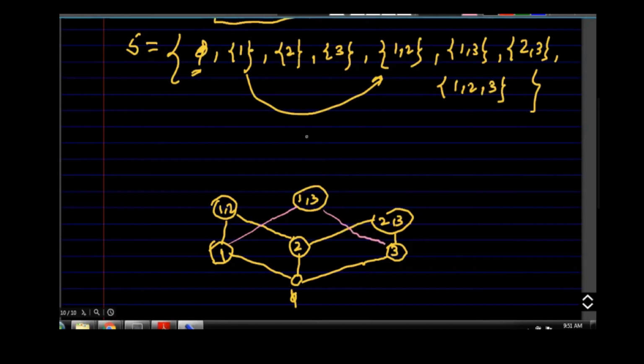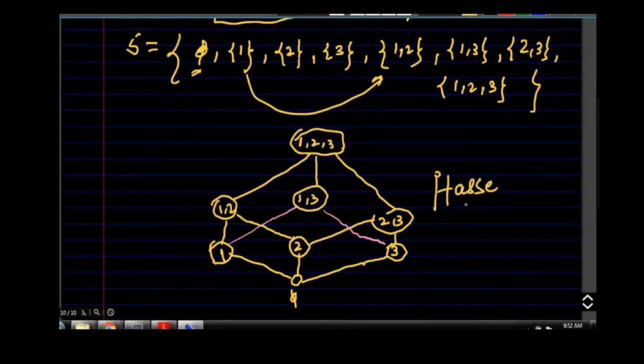And finally, we have only one node remaining, that is 1, 2, 3. So 1, 2, 3 will be the top node. So let us write this 1, 2, and 3 here. So this 1 comma 2 is a subset of this. 1 comma 3 is a subset of this. And this 2 comma 3 is also a subset of this. Okay, so this is how we will represent a Hasse diagram for this particular relation.